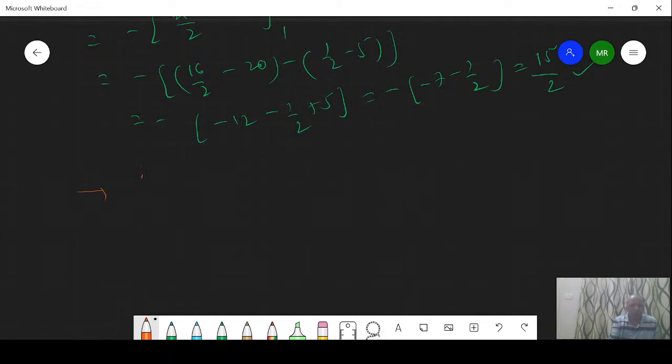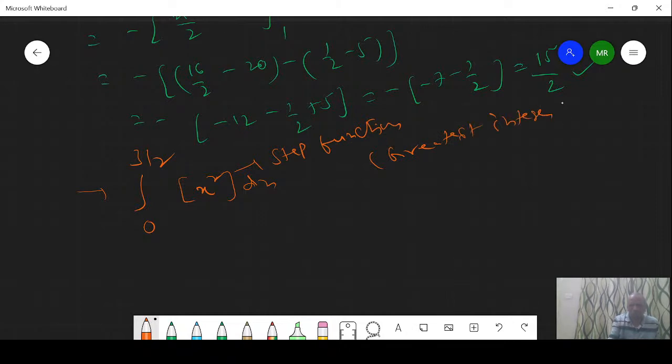Integral 0 to 3 by 2, step of x square dx. So this is the step function, or greatest integer function. Inside is x square. This is the step function, or I can say greatest integer function. Both are the same.